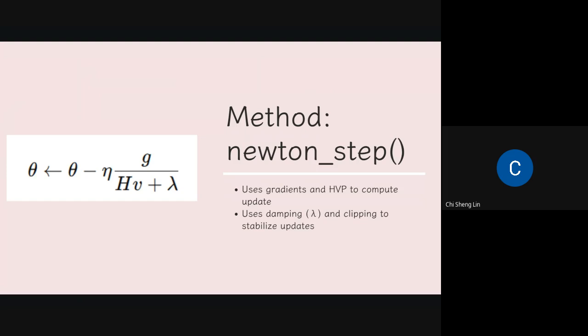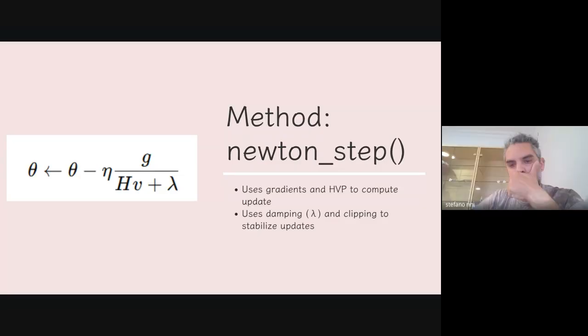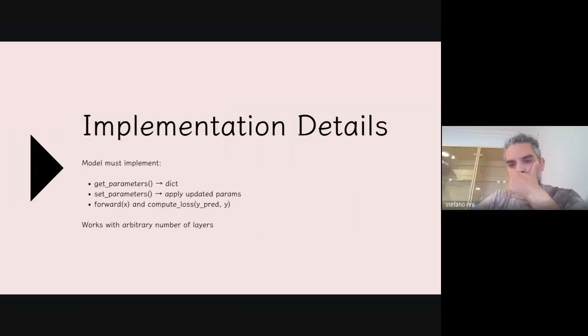So once we have the HVPs, we can use them to scale the gradient update. This resembles Newton's method, but we add a damping term lambda to avoid division by 0 or small values. We also clip the update to prevent instability from large jumps. Next page.